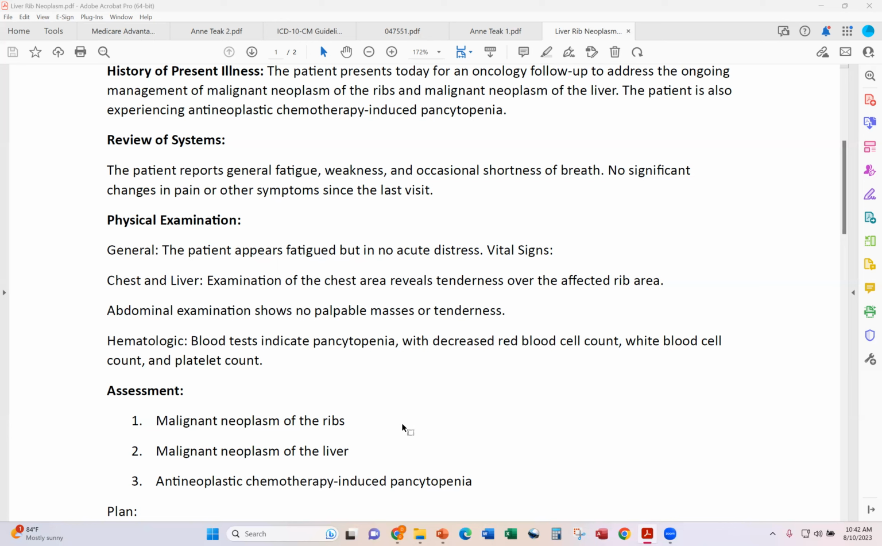So often you don't have the ability to query, and there are instances where you do, but it is actually kind of rare. It's not the norm in risk adjustment coding.